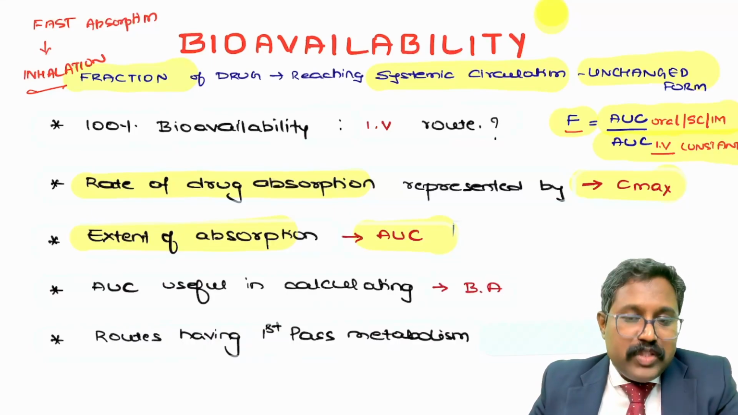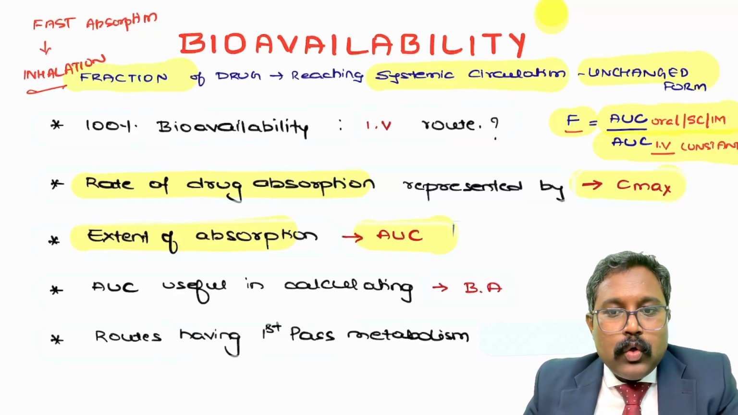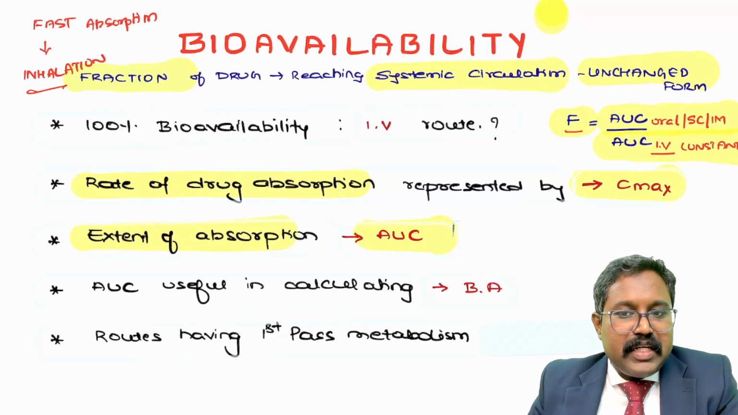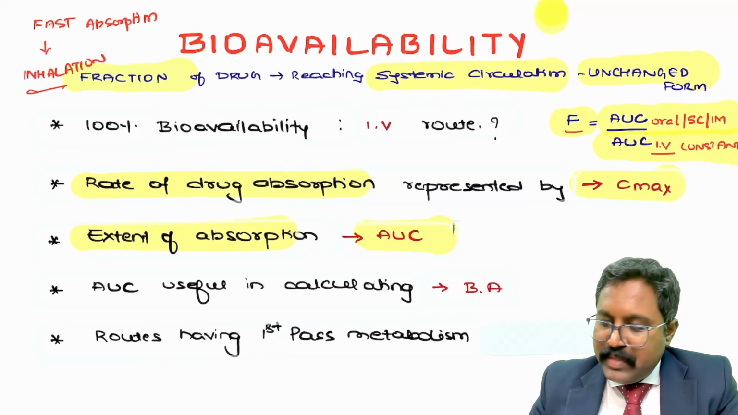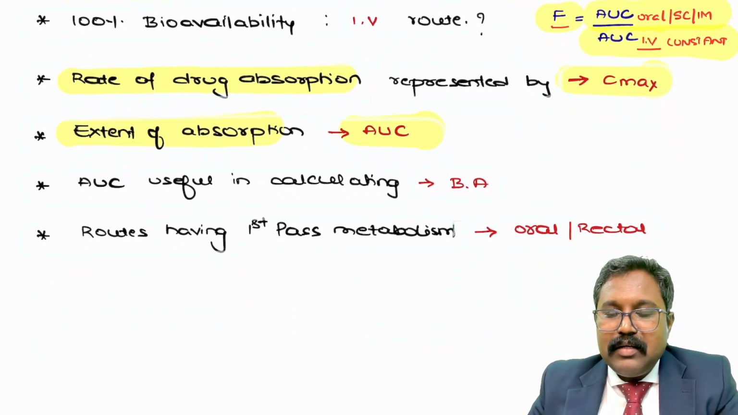And which are the routes having first pass metabolism, and thus drugs with low bioavailability? The drugs which undergo first pass metabolism, that is liver metabolism, are given by the oral route and the rectal route.